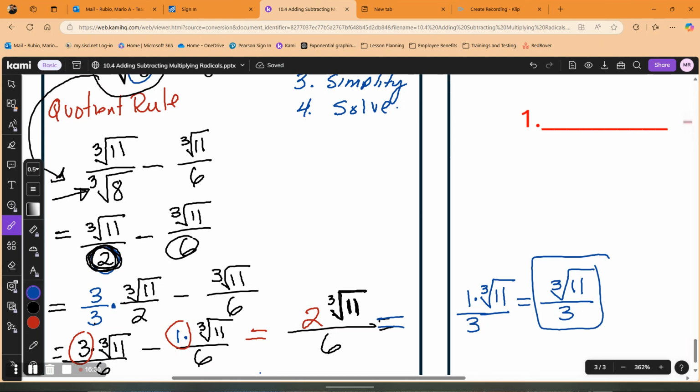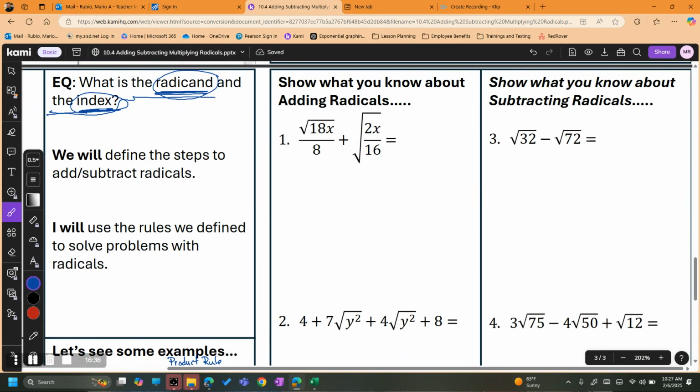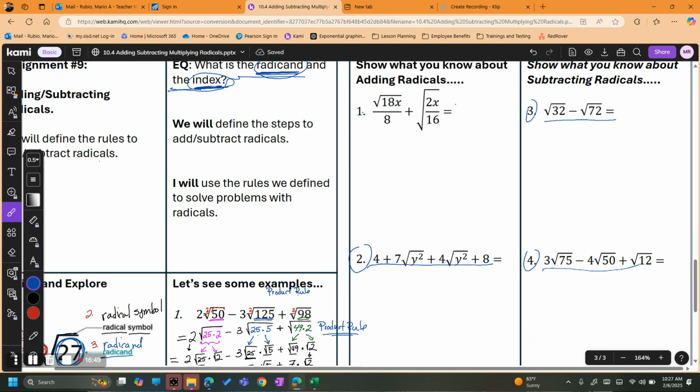Okay, I expect that it's going to take you some time to solve these problems because of the number of steps. So what I want you guys to do is, on this part of your page, in your notebook, write number 1, copy this equation down and solve it. Number 2, copy this down and solve it. Number 3, solve. Number 4, copy and solve. Okay, so you should have these 4 problems.